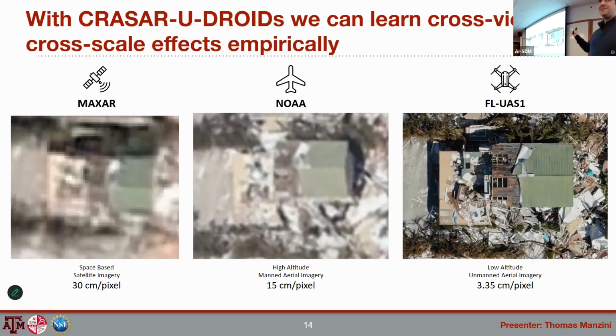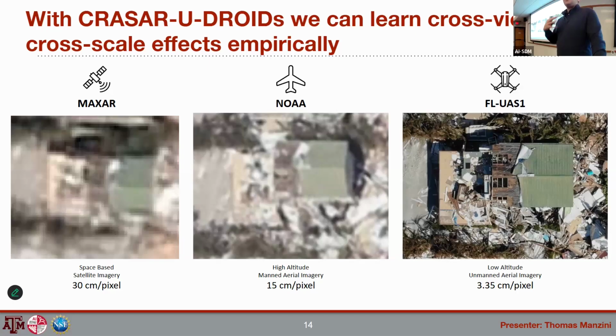And you can tell there's a lot of noise in some of this imagery. Like I said, the satellite imagery is captured at around 30 centimeters per pixel, but we have the high altitude aerial imagery captured by NOAA in this case at 15 centimeters, and then Florida UAS-1, the UAS task force that was deployed to Fort Myers following Hurricane Ian, captured this imagery at around 3.1 centimeters per pixel. So we've got the same scene being imaged now from all these different sensors.